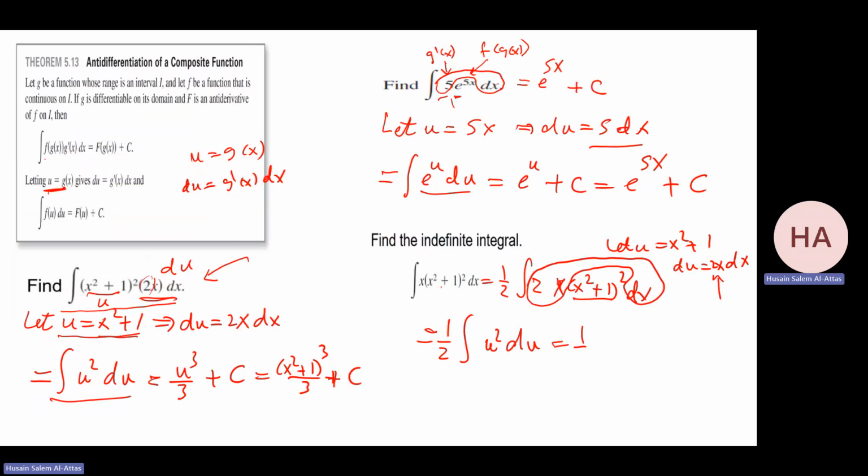So it will be half u cubed over 3 plus c. So it will be x squared plus 1 cubed over 6. Half times c, I can write it plus c. So that will be the answer.